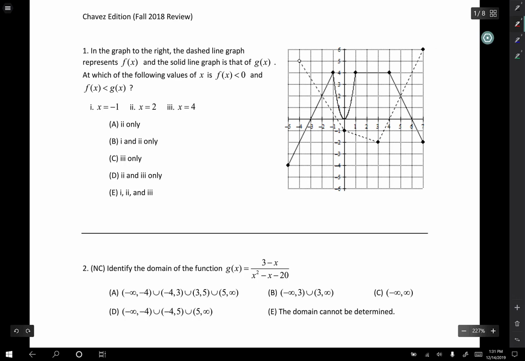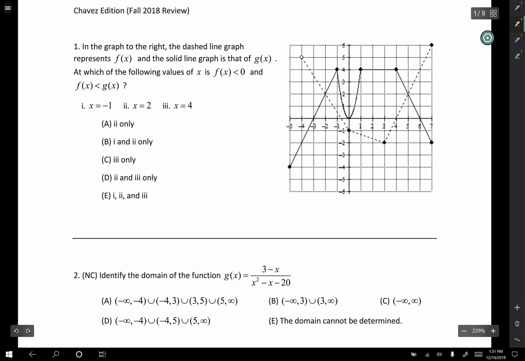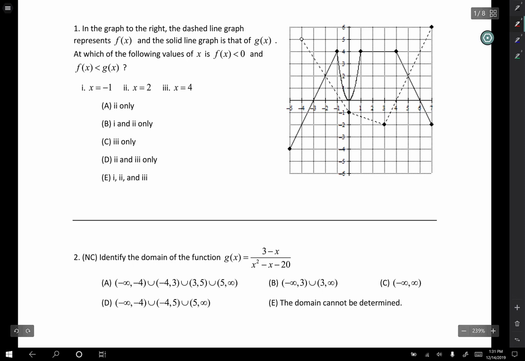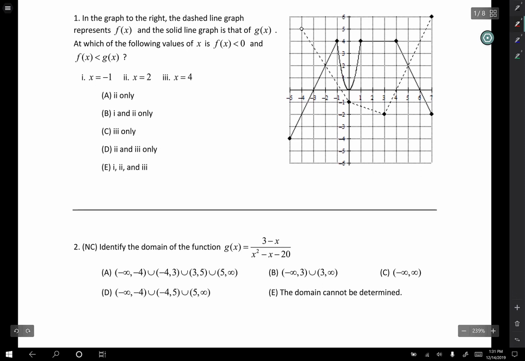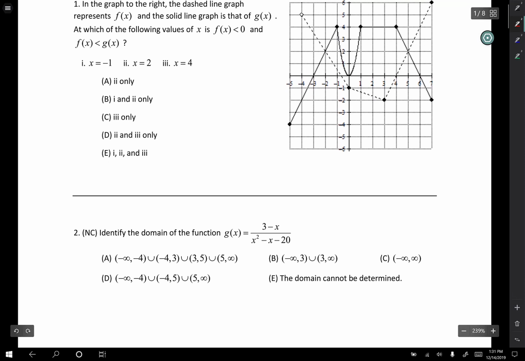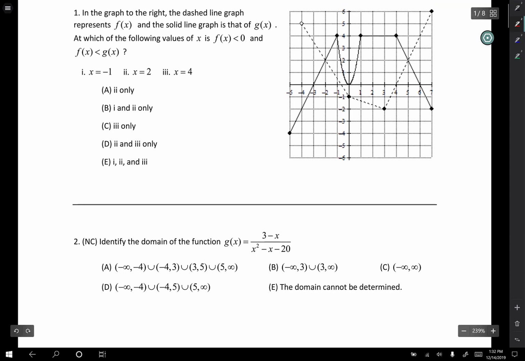It doesn't cover everything we've done, but it covers the majority of the stuff we've done, and you can expect your semester exam to look very similar to this, plus another 5-6 questions on top of that. All right, so here we go, guys.